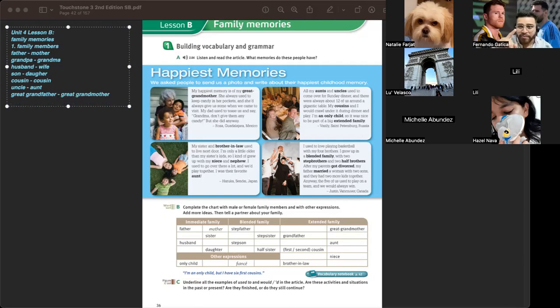Now, the next thing is the most important thing. How do I say cuñado? Brother-in-law. Exactly. Cuñada? Sister-in-law. Suegra. Mother-in-law. In-law.